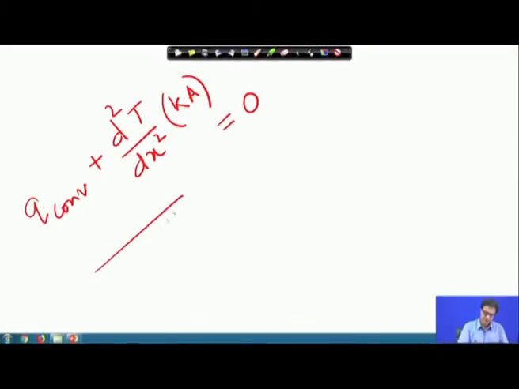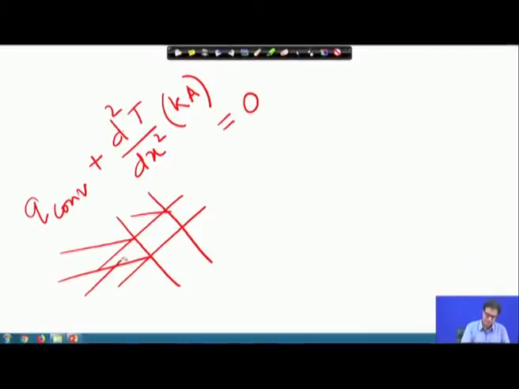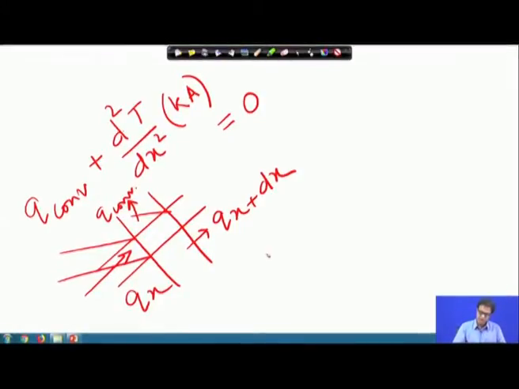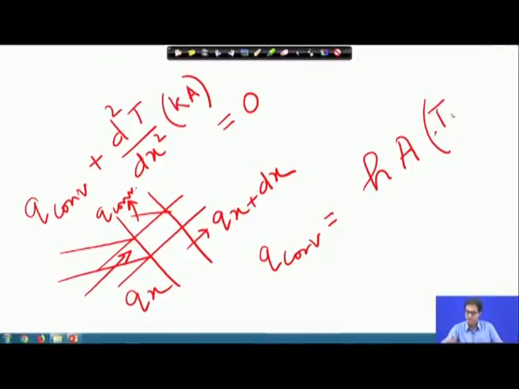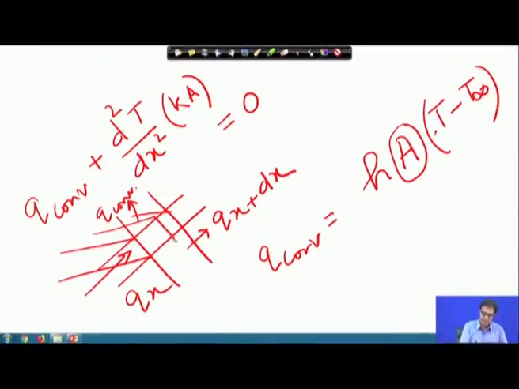So, what is that fin equation we are looking at? This is for the cross section where the heat is going in as q x and out as q x plus dx, and this is where we have q convective. So, how much is the q convective heat transfer? Q convective is basically h into the area, h A into T minus T infinity. T infinity is the fluid temperature, and this area is basically the perimeter multiplied by dx. So, here also we have that dx part.